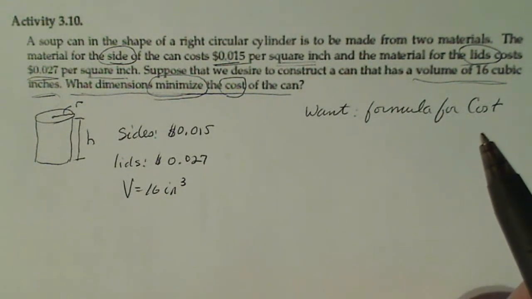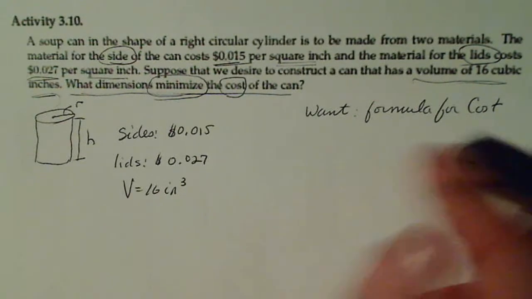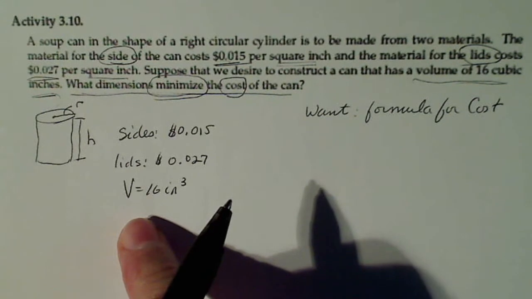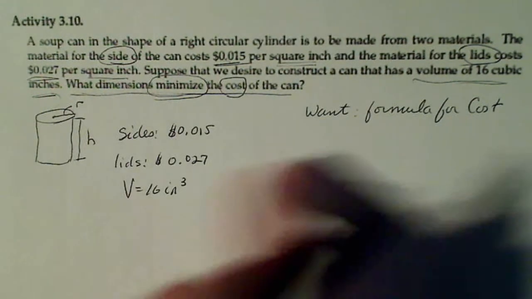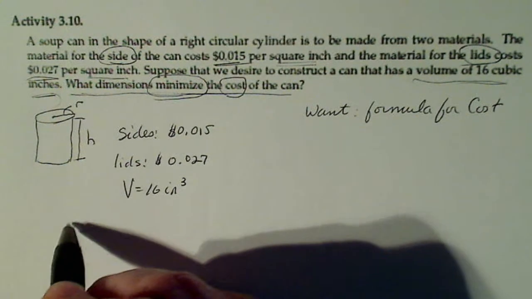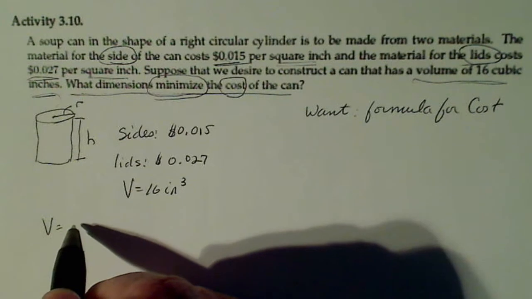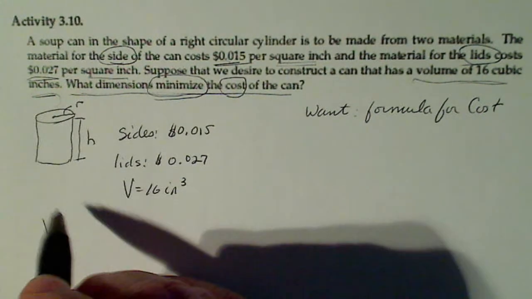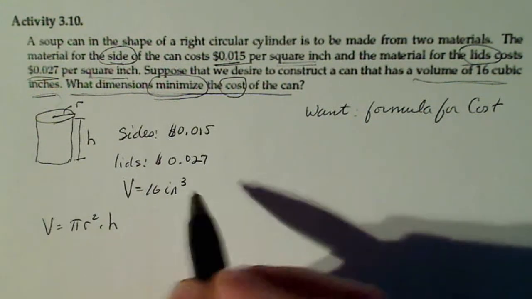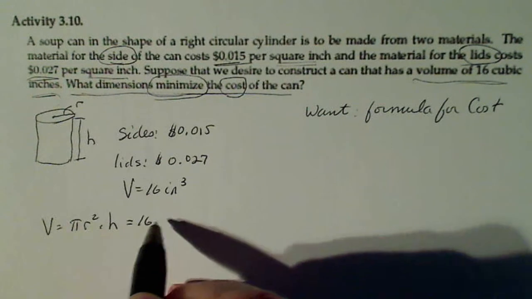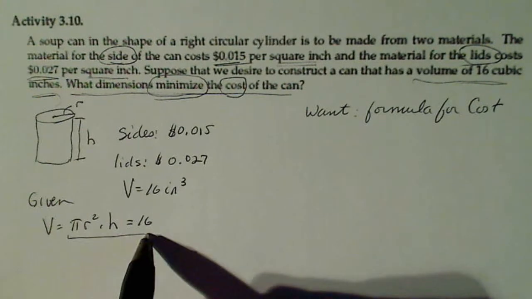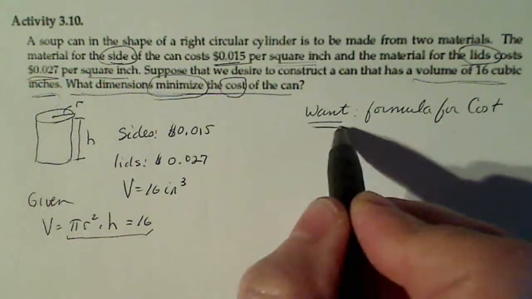Now, we can come up with a formula for cost. We can come up with the formula for volume for this right circular cylinder, because those are the two things we want and what we're given. Okay, now let's just start with the volume of a right circular cylinder. According to definition, it's going to be the area of the top, which is pi r squared, times the height. And we expect that volume to be 16 cubic inches because that's what's given to us. Write it down. This is an important thing that's going to help us when we do get what we want.